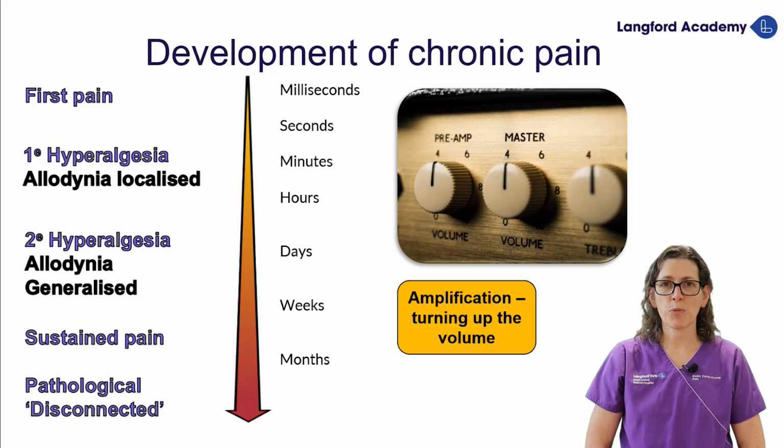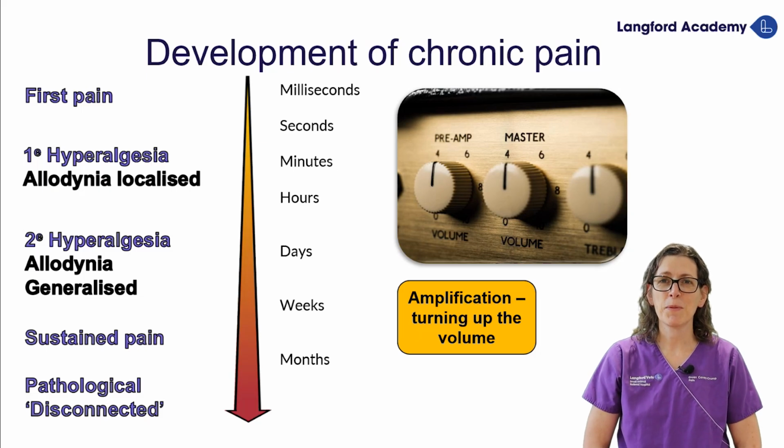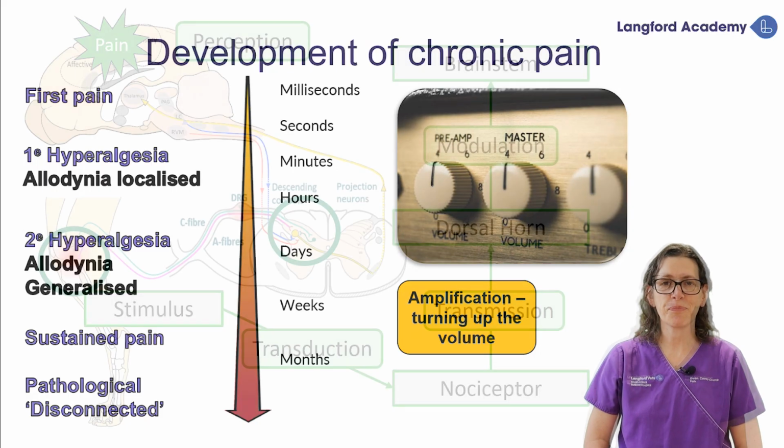We start to see sustained pain and central nervous system changes occur, such as sprouting of new nerve terminals and the release of new excitatory receptors, the loss of inhibitory interneurons, and a failure of descending control of pain. We see long-term potentiation. And this all leads to a pathological disconnection of pain from its original source. So you can have tissue healing occur, but actually pain persists despite healing. And this is all a little bit like turning up the volume button on your amplifier.